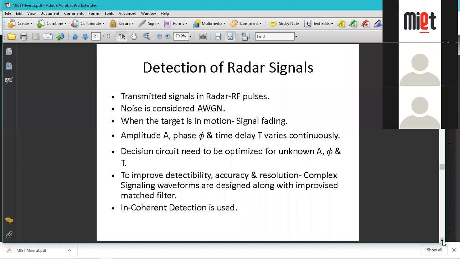Another detection issue is that amplitude A, phase phi, and time delay T are varying continuously. So when all of them are varying in a random manner continuously and are interdependent also, it must be a difficult issue. Then the decision circuit has to be an optimized circuit. We should have high detectability, high accuracy, and resolution.